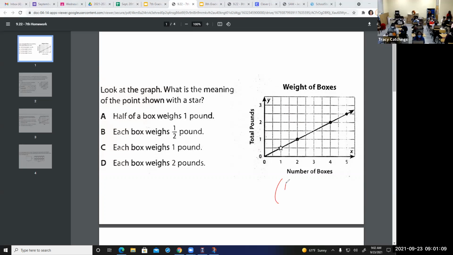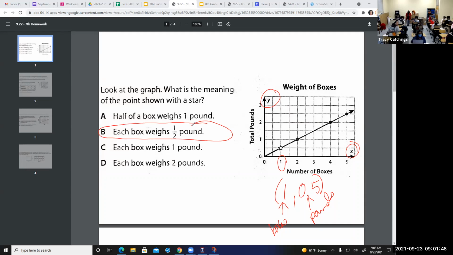So definitely make sure we understand when reading a coordinate grid, we have to remember x and y. He reminded us x is 1 and then y is a half. You then could have labeled that. What does our x-axis represent? Boxes. And what does the y-axis represent? Pounds. That's definitely one way of double checking. If 1 is for boxes, they tell us 1 box is how many pounds? 0.5. What's the answer? B. Each box weighs a half of a pound.